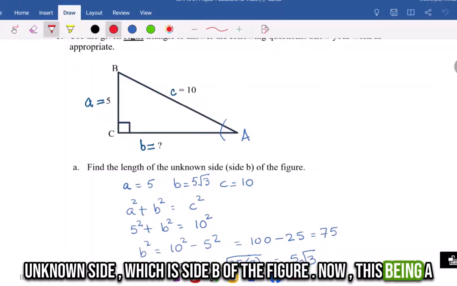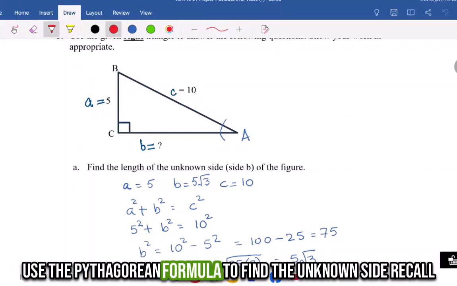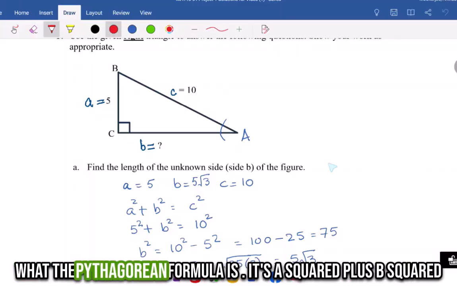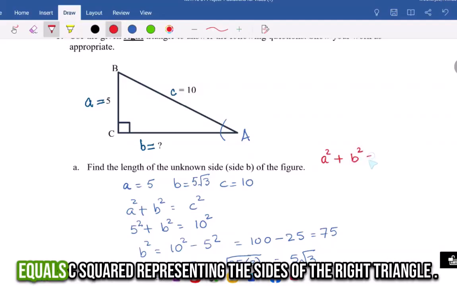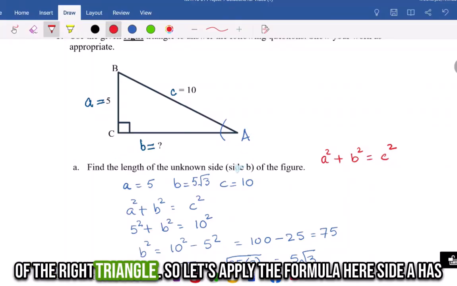figure. Now, this being a right triangle, if we know the measures of any two sides, we can use the Pythagorean formula to find the unknown side. Recall what the Pythagorean formula is. It's a squared plus b squared equals c squared, representing the sides of the right triangle. And side C is always the hypotenuse, and A and B are the two legs of the right triangle. So let's apply the formula here.